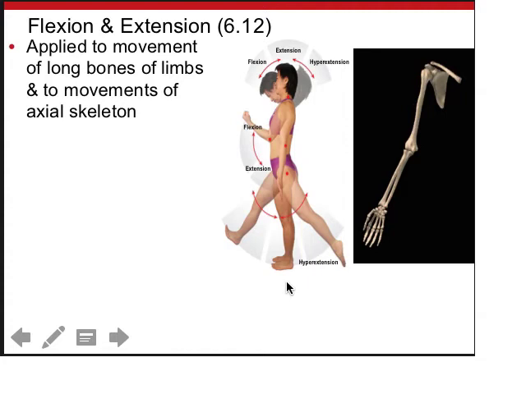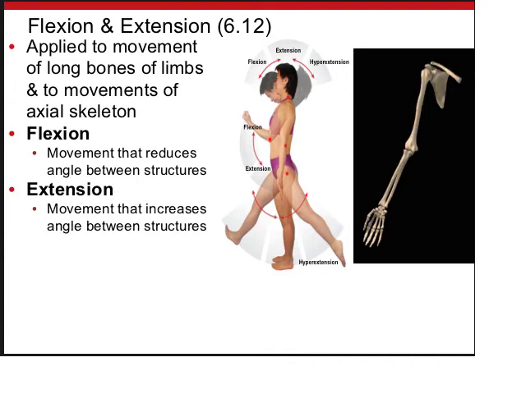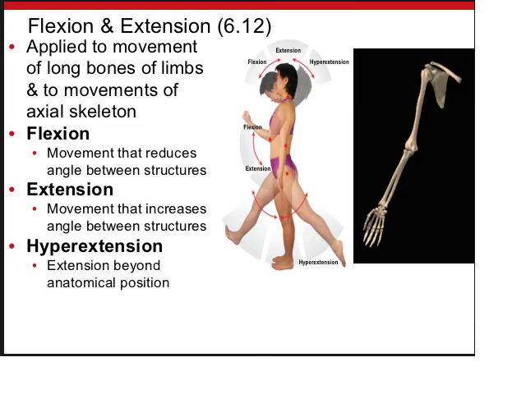Flexion and extension are some of the fundamental movements that muscles are capable of producing. And again, all these movements are relative to anatomical position, which is you standing facing forward with your palms facing forward, your arms at your sides, and your feet flat on the ground. It's applied to the movement of long bones and limbs and to the movements of the axial skeleton. Flexion is a movement that reduces the angle between two structures from anatomical position, while extension increases the angle between two structures, and hyperextension is extension beyond anatomical position.